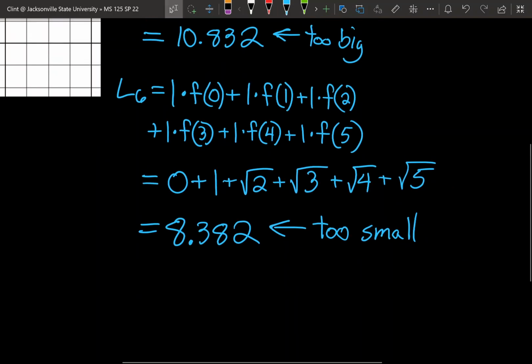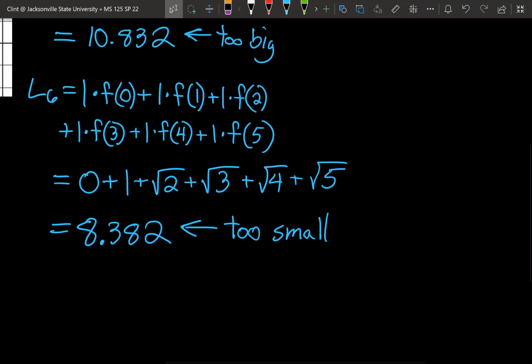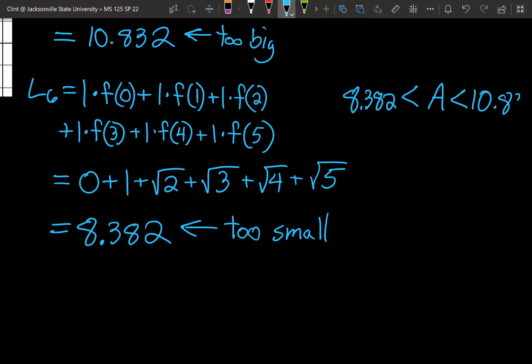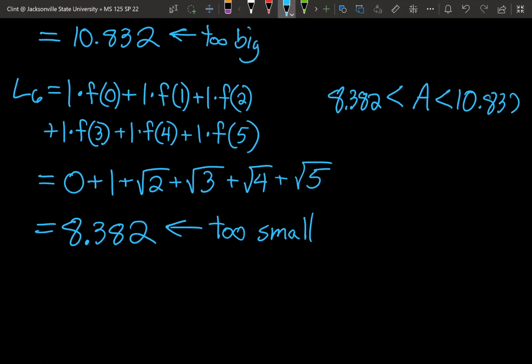So I know the area has got to be between 8.382 and 10.832. It's got to be smaller than the number that's too big, bigger than the number that's too small. And the idea is if we increased our number of rectangles, we could keep doing that. And the limit of that process would be the actual area underneath the curve here.